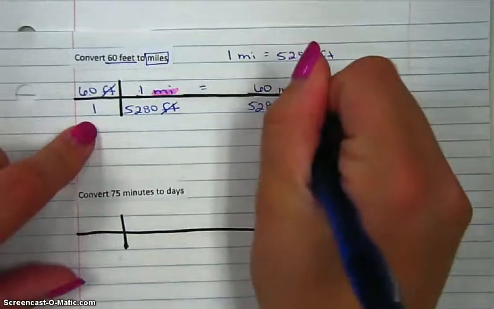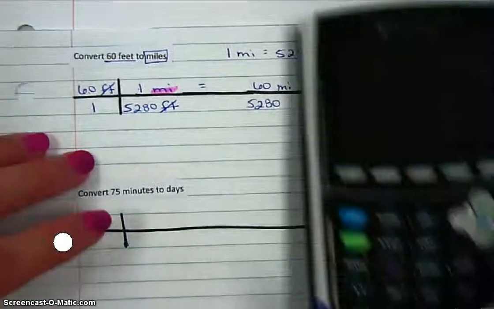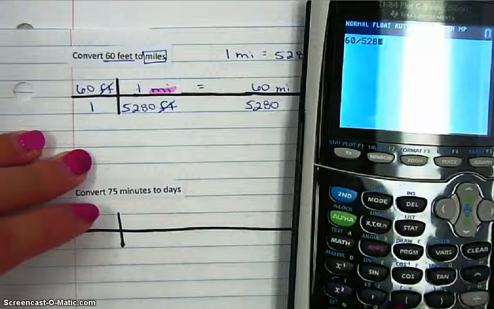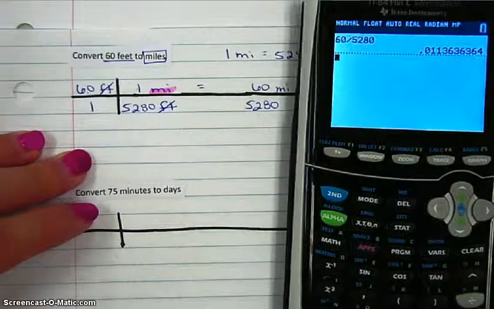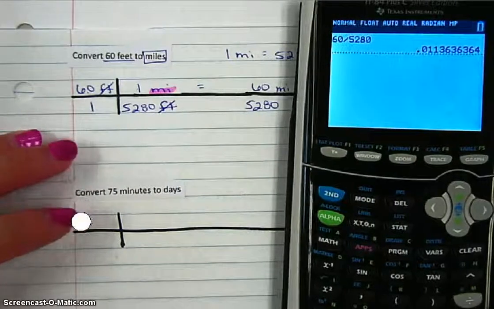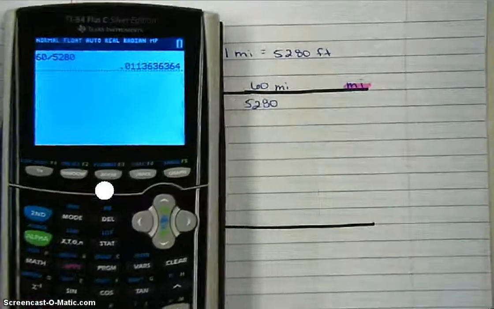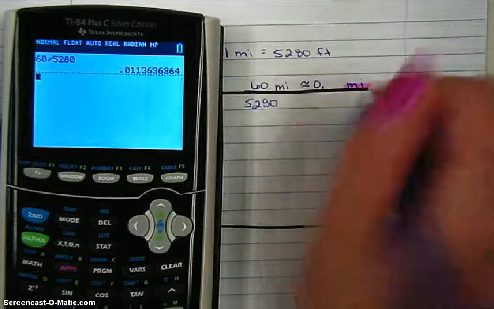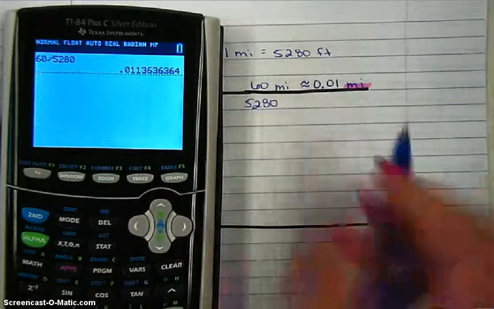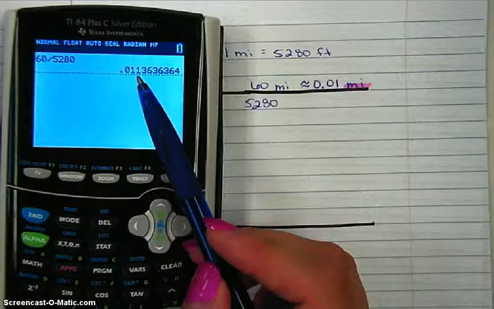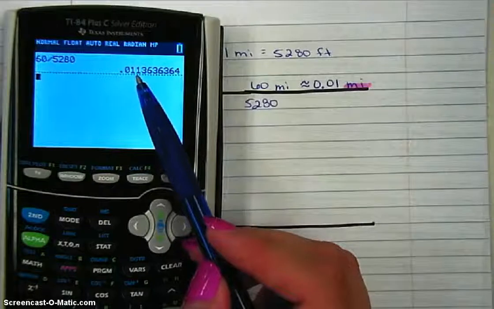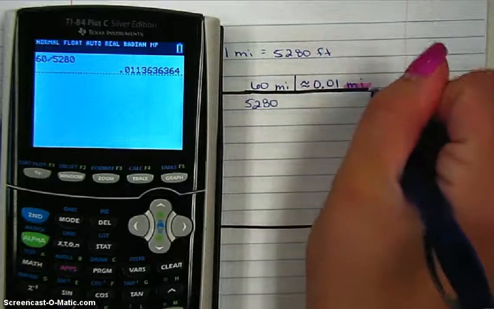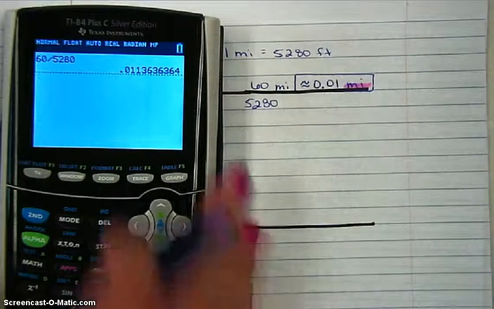And that's still miles. So then I take my calculator, we're going to divide this out. 60 divided by 5,280, and we get 0.0113636, and it continues on for a while. So we are going to say this is approximately 0.01. I'm going to round to the hundredths place there, because the number after the 1 is also a 1. That number is less than 5, so I keep it at the 1. So my answer is approximately 1/100th of a mile.